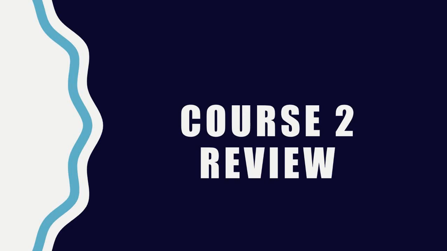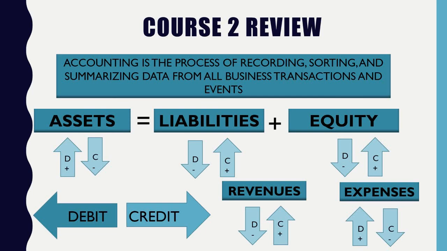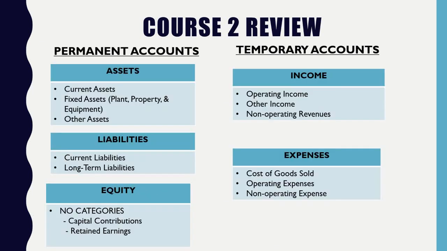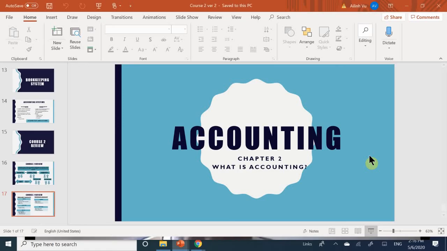All right? And that is the end of chapter 2. So again, here's a brief review of what we just talked about: the accounting equation, how the debits and credits flow, understanding the different categories for each type of account, and understanding the difference between temporary and permanent accounts. So that sums up chapter 2.